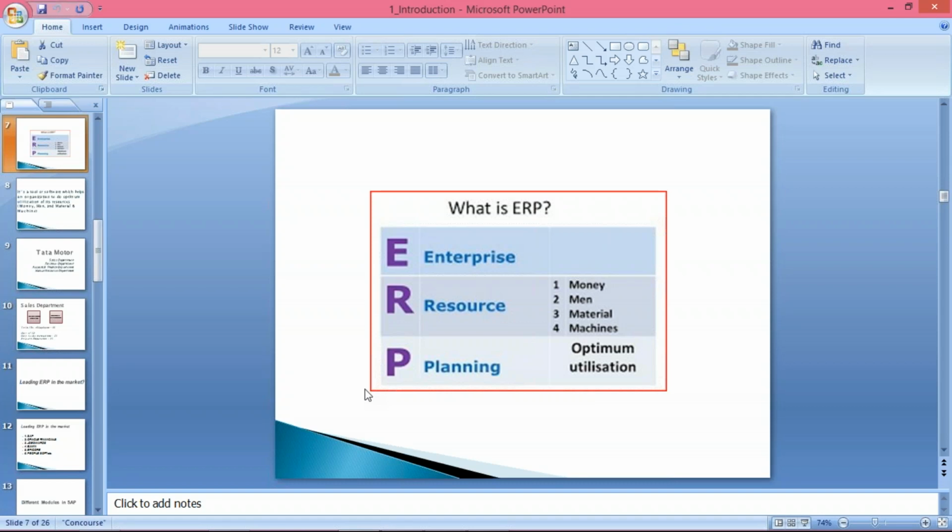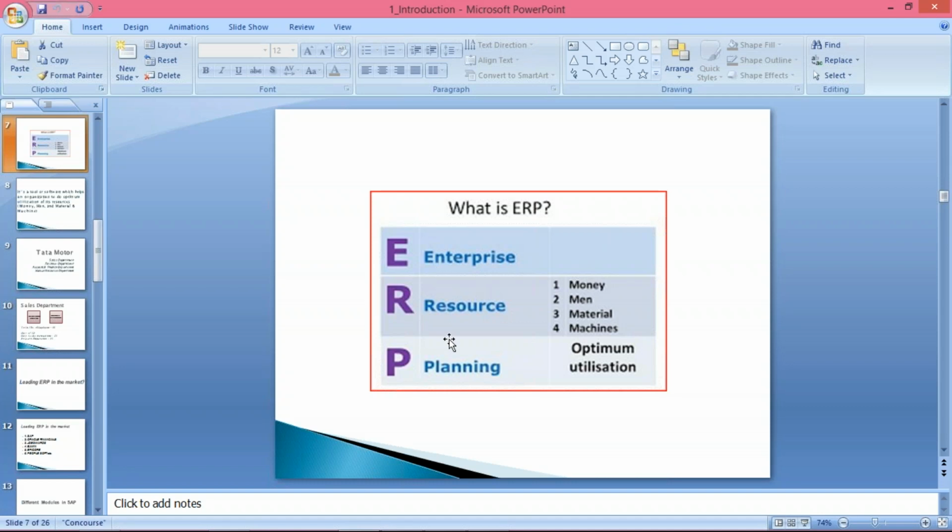Resources means the required elements in order to run an organization. Of course, employees are required, which is called manpower. Machines are required to produce certain things, and for producing things, materials are also required, and money is also required to run this. These are the four major elements required to run an organization. This is called 4M: man, money, material and machines. As I said, enterprise means an organization, and the resources in any organization are man, money, material and machines.